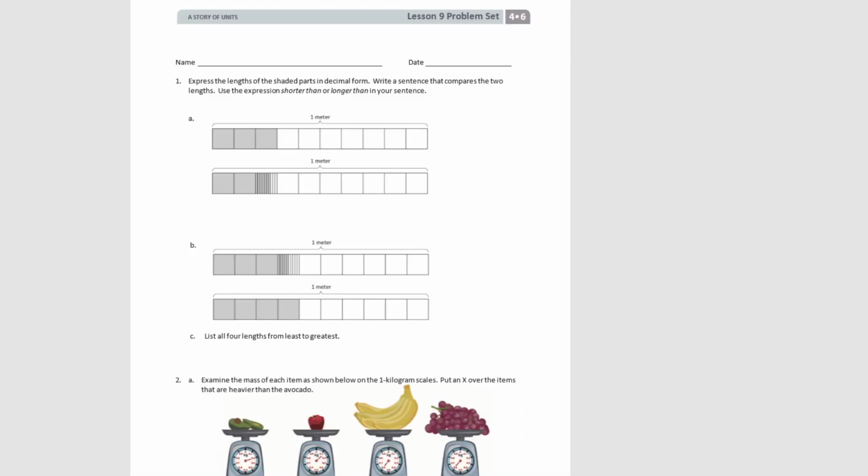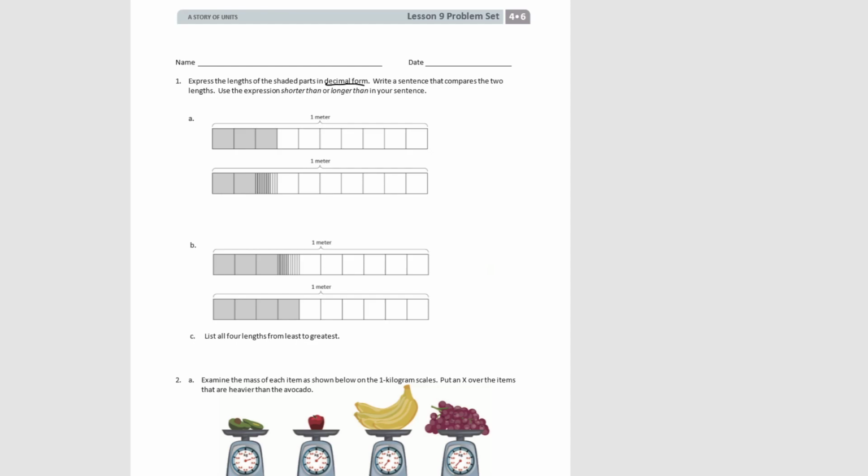Let's try some problems in our problem set. So for problem number 1, it says express the length of the shaded parts in decimal form. That's the first thing we need to do. Then write a sentence that compares the two lengths. Use the expression shorter than or longer than in your sentence. So pause the video and try A.